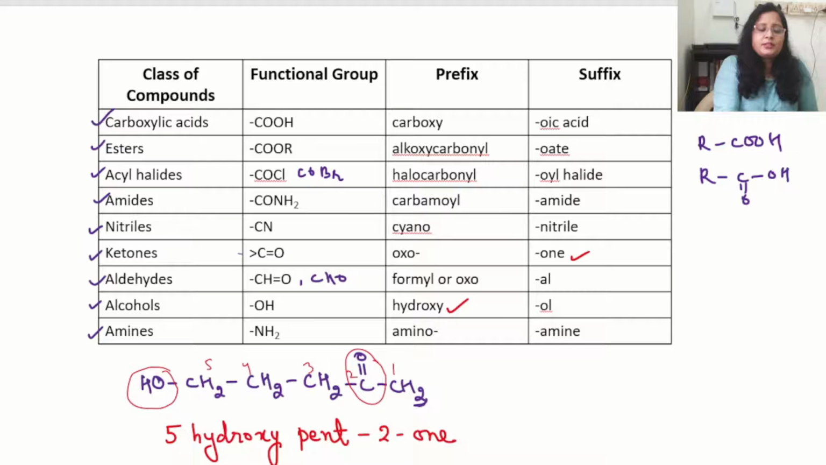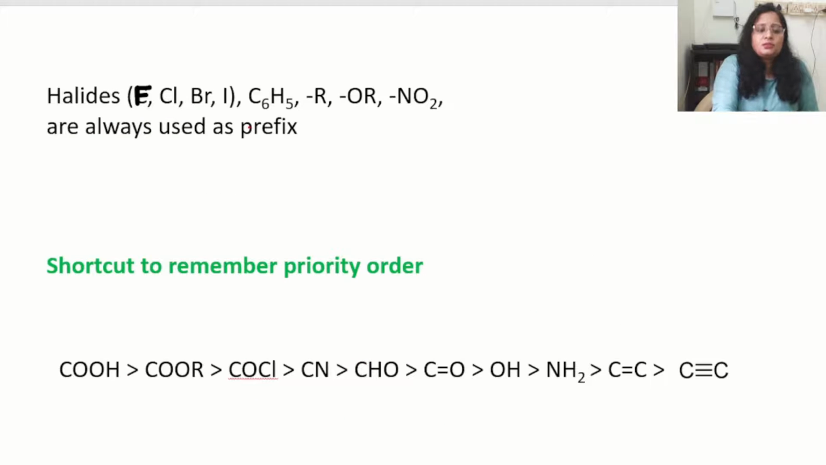Let's have some more points about this. If we have halides like fluorine, chlorine, bromine, iodine, or we have the C6H5 phenyl group, or an alkyl group, or OR, or NO2, these functional groups are always used as prefix. So you need to remember these will be used as prefix.